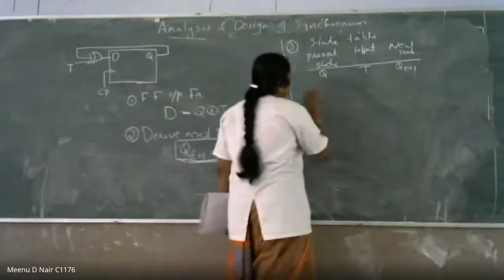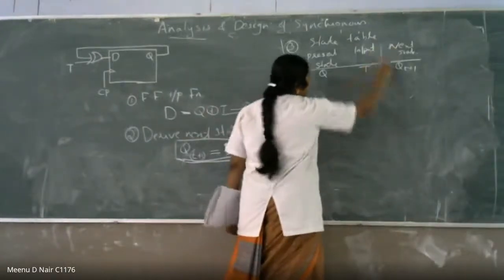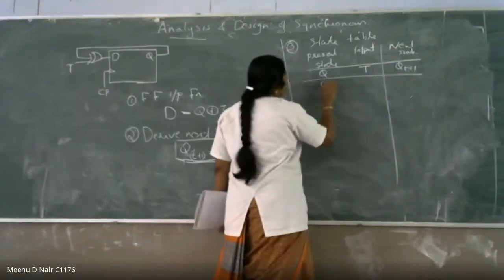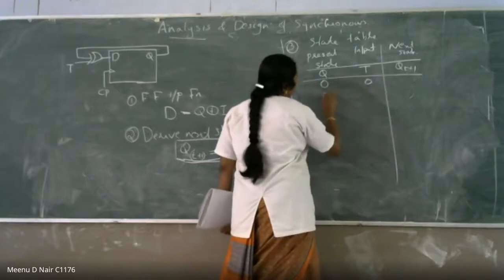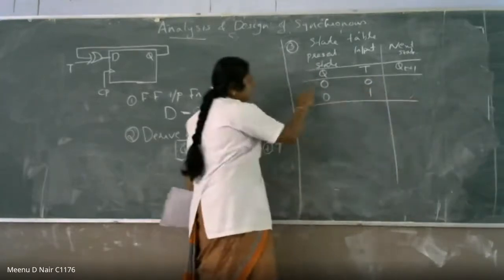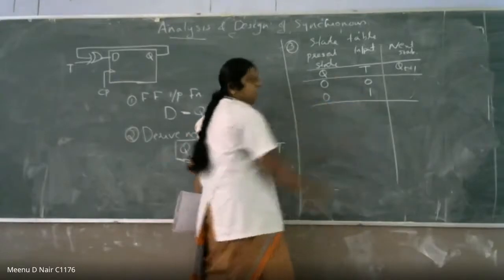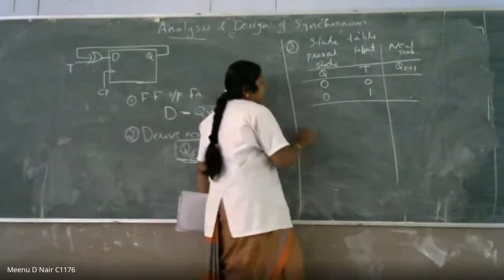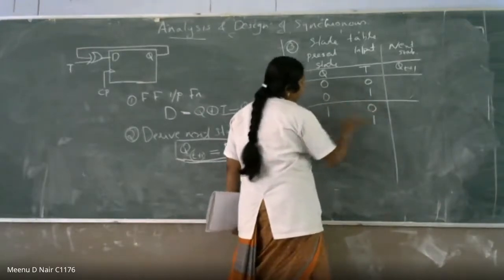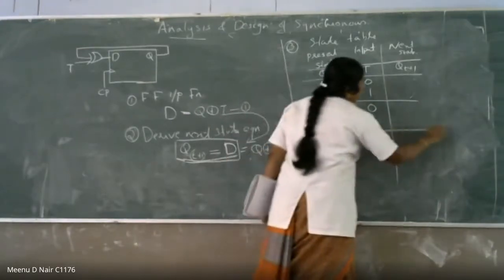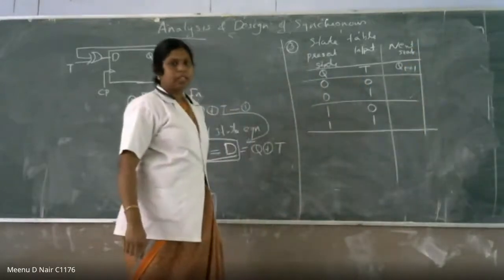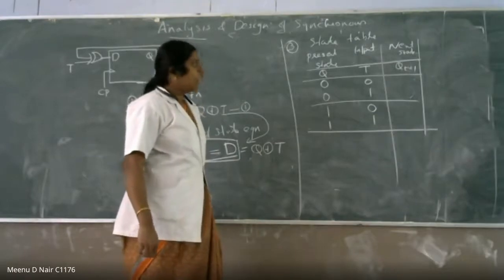So what are the possible combinations here? Present state can be 0 and input can be 0 or 1. That is the first case. Similarly, present state can be 1 and input can be 0 or 1. So these are the possible 4 combinations of this flip-flop.